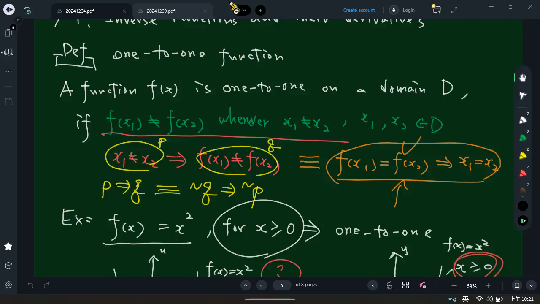I just introduced the concept of the one-to-one function to you. The so-called one-to-one function should be defined as follows: if f of x is a one-to-one function in some domain, then if you have x1 is not equal to x2, that will imply f of x1 is not equal to f of x2. But normally we will use this one.